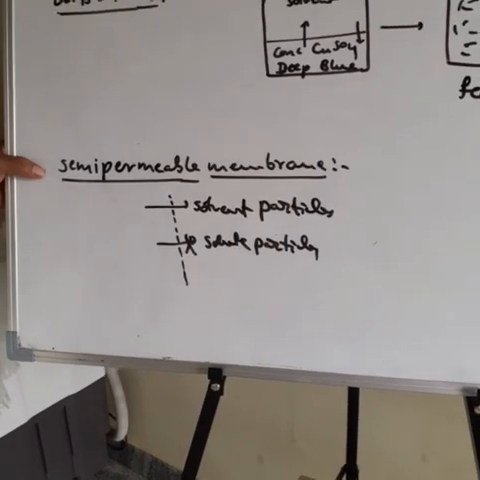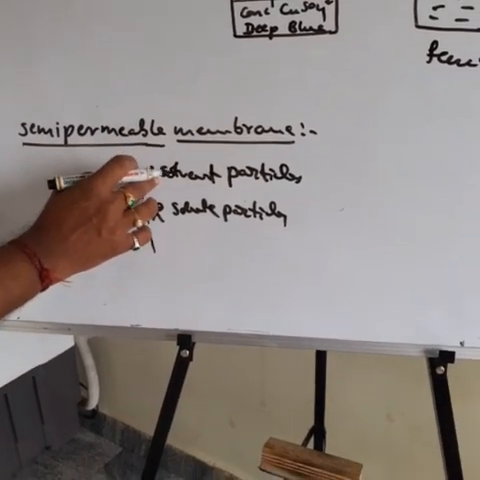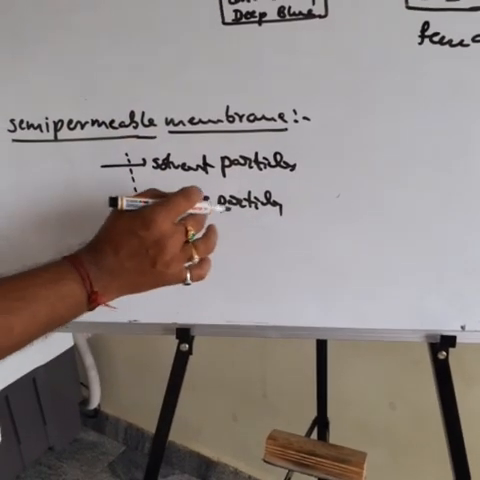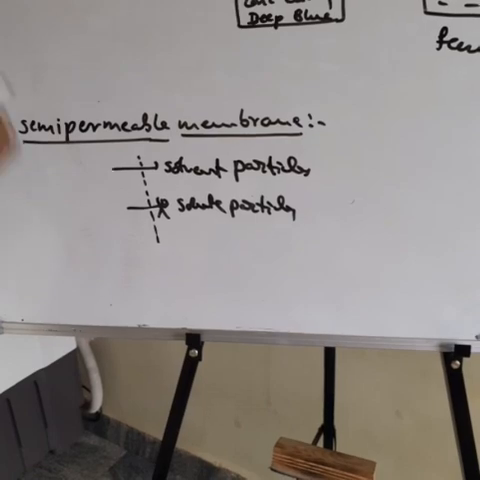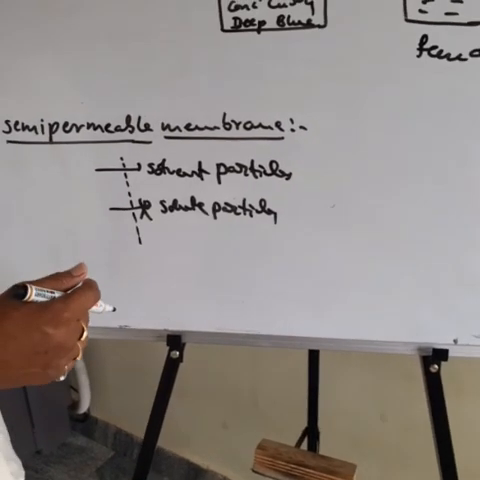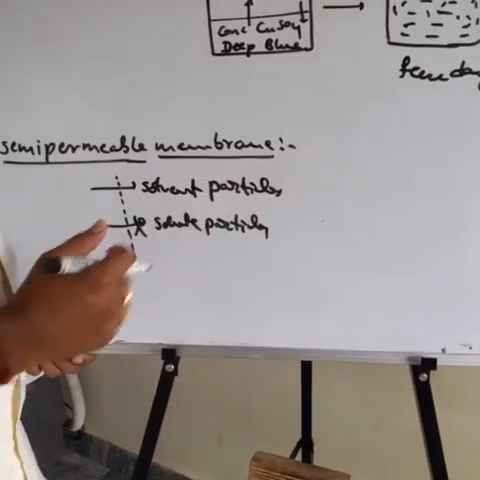So what is a semi-permeable membrane? The membrane which allows solvent molecules to pass through it, but not solute particles, is nothing but a semi-permeable membrane. The next concept is osmosis. Before going to osmosis, first see one example.